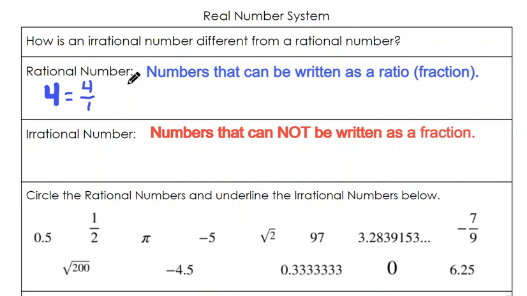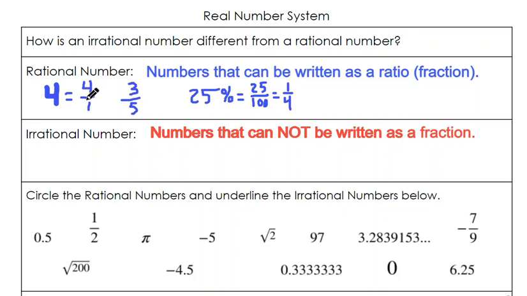Another type of rational number could be a fraction, like we were talking about, like 3/5. That's a rational number. Another example could be, let's say 25%. Because 25% can be written as a fraction. 25% would be 25 over 100, and then I could simplify that down into 1/4, which is a rational number. So rational numbers are numbers that can be written as a ratio or a fraction.